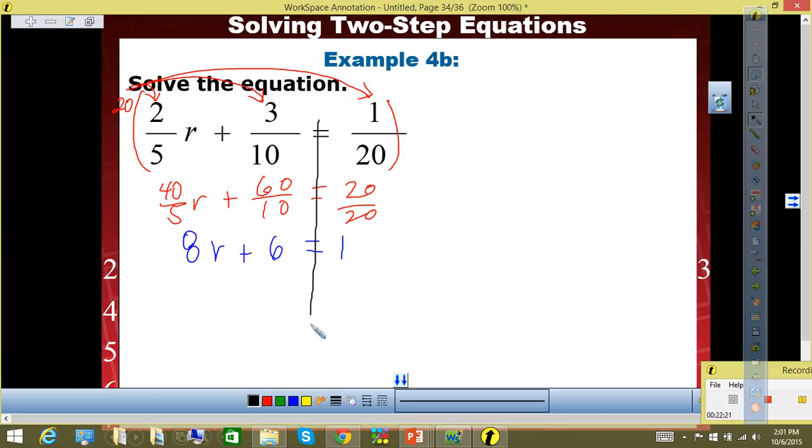Very good. You draw your line down, the equal sign, and you identify your two operations. What are my two operations? Multiplication and addition. Very good. So, continue. What do we do from there? Subtract 6 from both sides because it's the opposite of addition. This cancels. We're left with what? 8r equals negative 5. Pass it to someone.